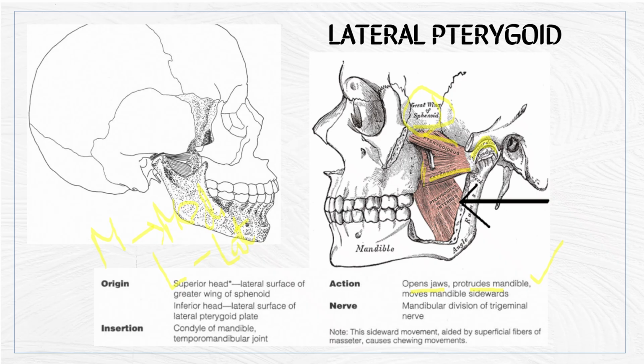Along with the medial pterygoid muscle, the mandible moves sideways. If the jaw is placed on the right side, then the activation of right lateral pterygoid and left medial pterygoid takes place. So the movement of the mandible sideways happens because of both lateral pterygoid and medial pterygoid muscle, and the mandibular division of trigeminal nerve is the nerve supply for the lateral pterygoid.